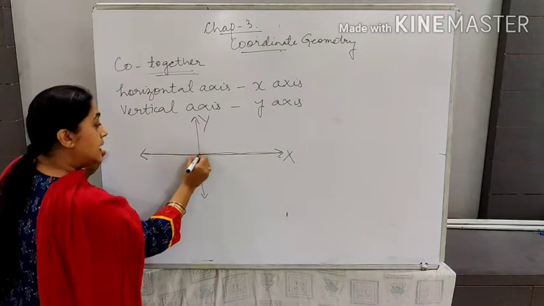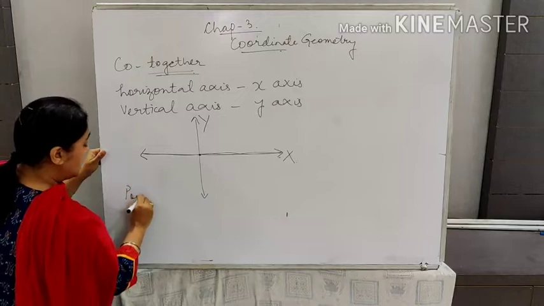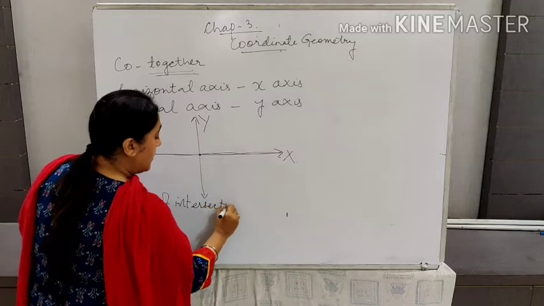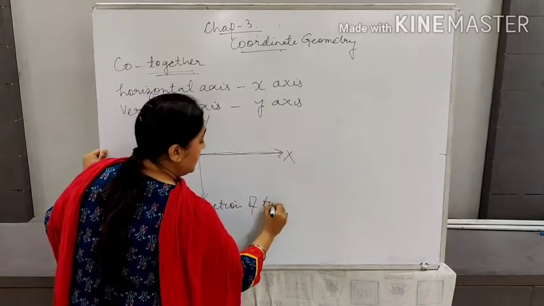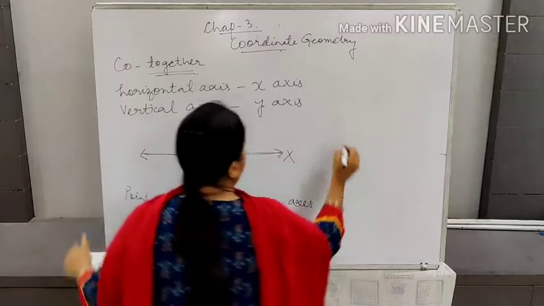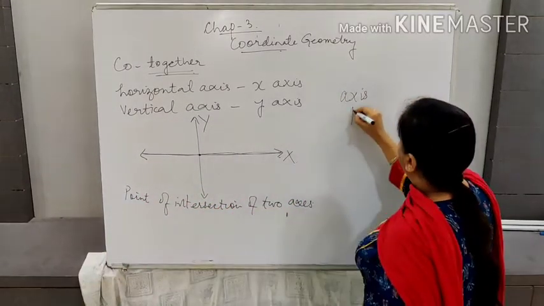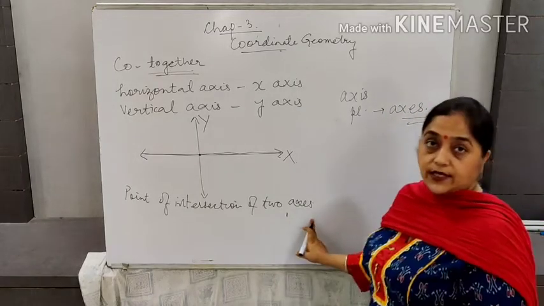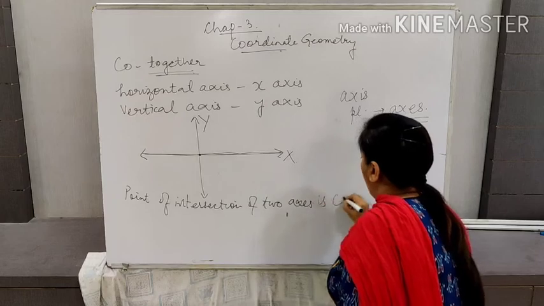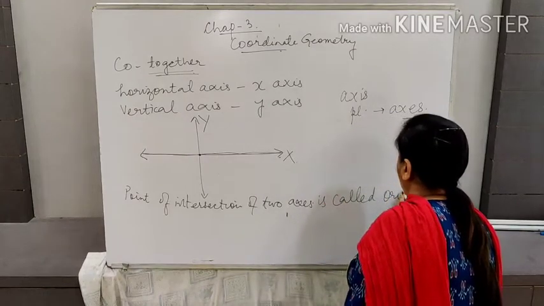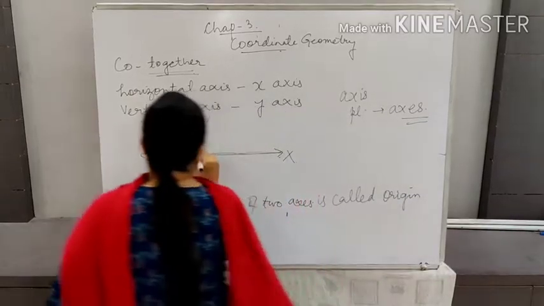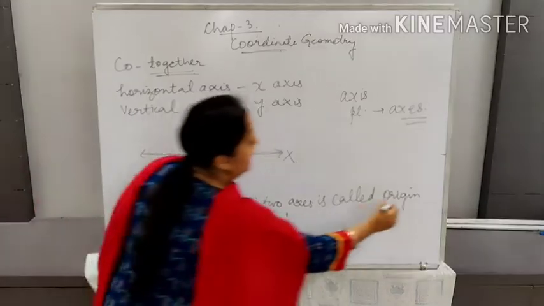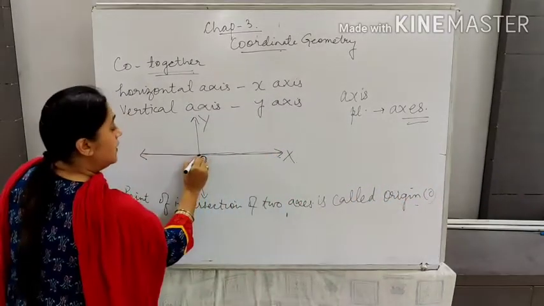Now next is the point of intersection of two axes. Axis और उसका प्लूरल होता है AXES. The point of intersection of two axes is called the origin. What is it called? Origin. So this point, let us denote it by O. Origin is always denoted by O. So this is my origin.